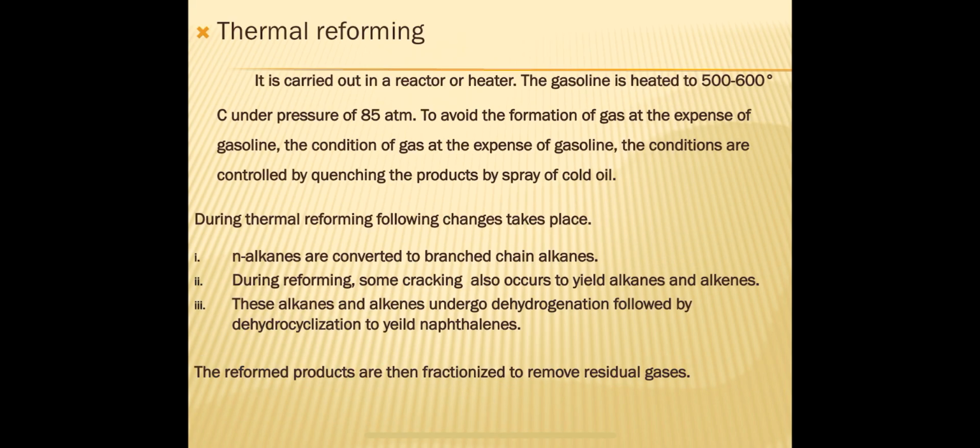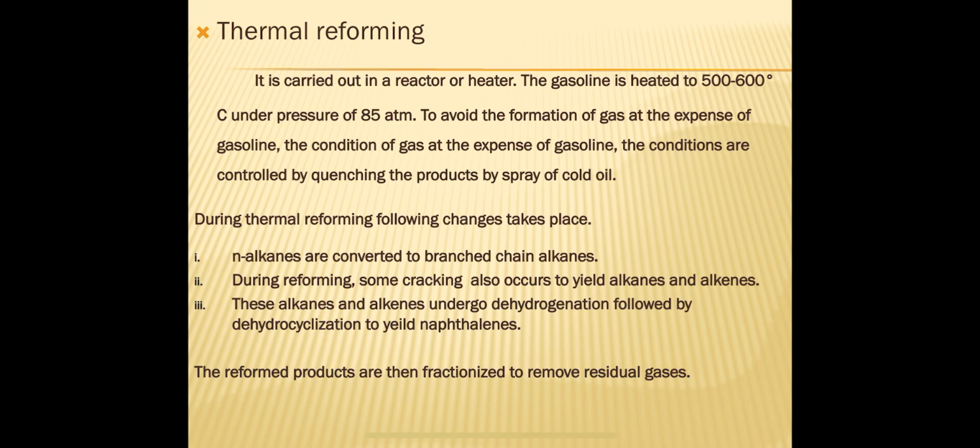It is carried out in a reactor or a heater. The gasoline is heated to 500 to 600 degrees centigrade under a pressure of 85 atmospheres to avoid the formation of gas at the expense of gasoline. The formation of gas is controlled by quenching the products by a spray of cold oil. So what happens during thermal reforming?